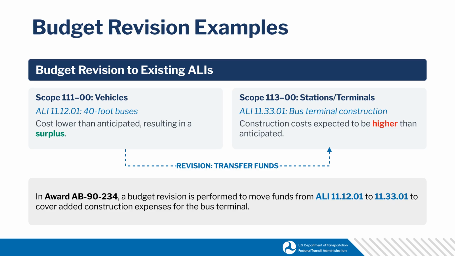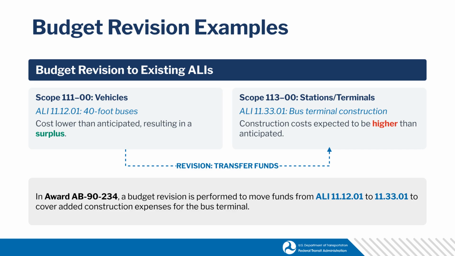Budget revision examples. Budget revisions to existing ALIs. Award AB-90-234 includes a scope code for vehicles, 111-00, with the ALI to purchase 40-foot buses, 11-12-01, and a scope code for stations, stops, terminals, 113-00, with the ALI for construction of a bus terminal, 11-33-01. The construction costs for the station are expected to be higher than originally anticipated, and there is a surplus in the vehicle line item because the vehicle costs were less than anticipated.